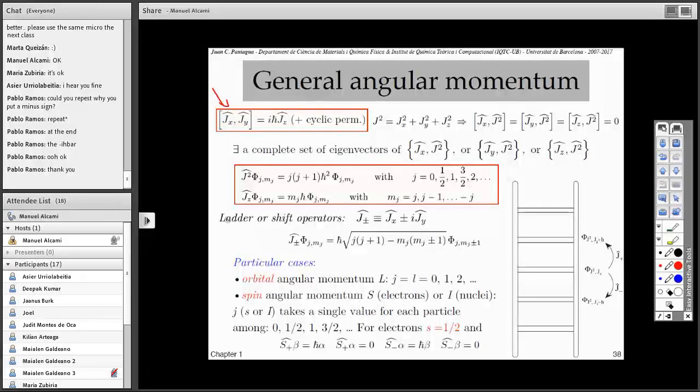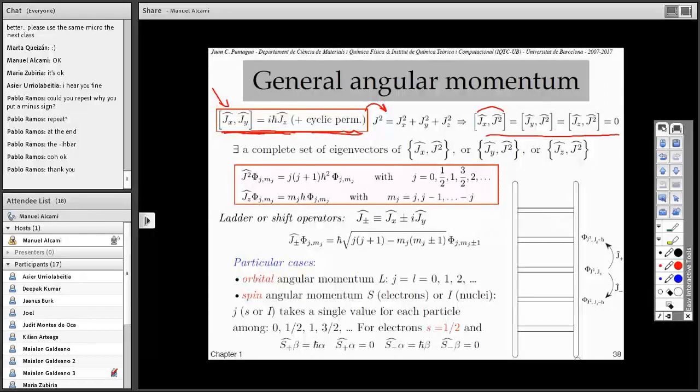And in fact, the definition of angular momentum in quantum mechanics is an observable vector, with three components that fulfill these commutation relationships. Any observable with Cartesian coordinates fulfilling this is an angular momentum. And of course, with cyclic permutation of the indexes. These relationships are enough to demonstrate, as we have seen in the exercise before, the following properties using only these relationships. And of course, this implies that J square is compatible with any of the components.